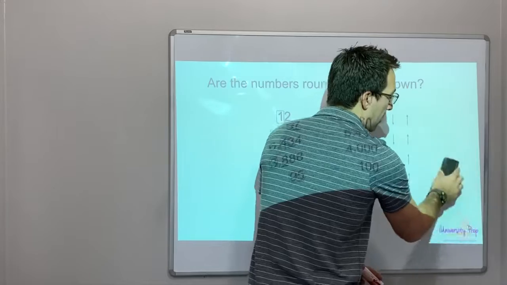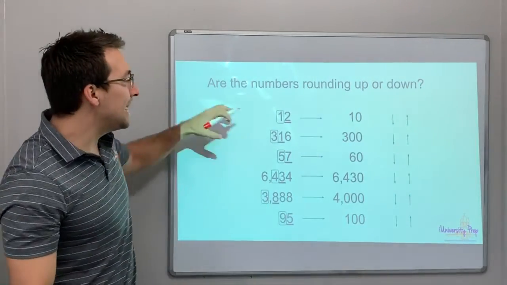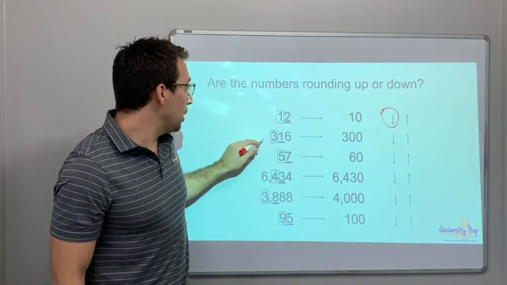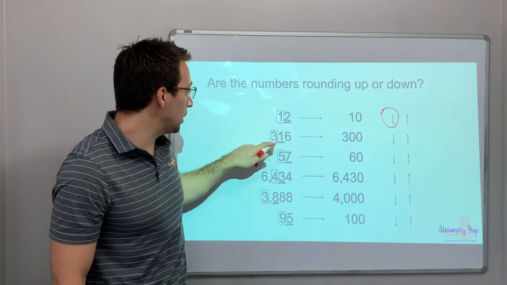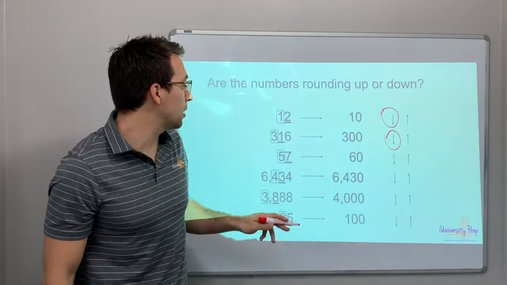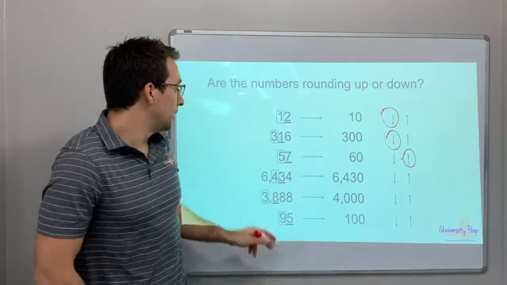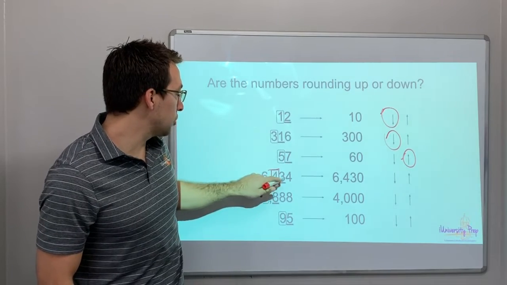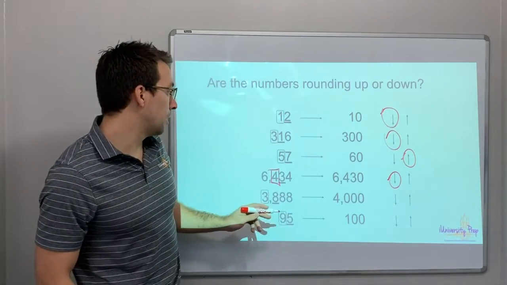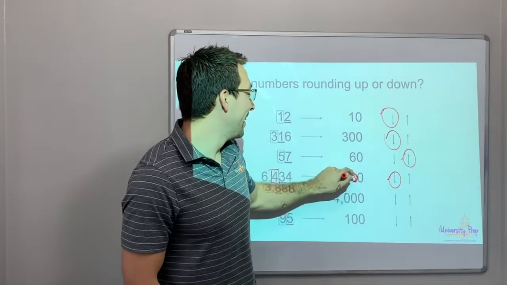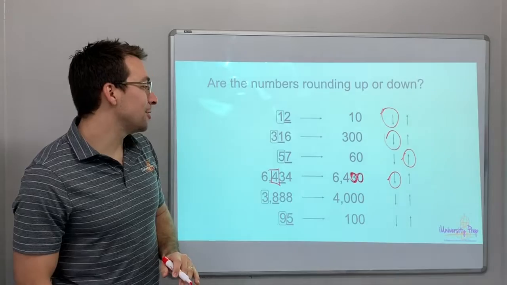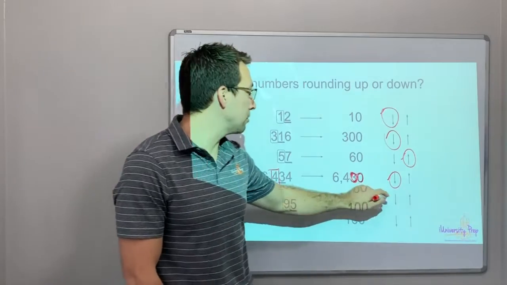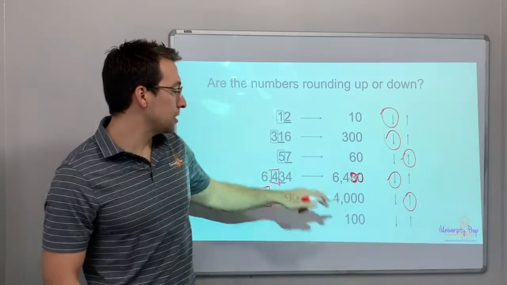Same numbers from the first page of the lesson. Are these numbers rounding up or down? 12 rounds down. 316, we're rounding to the hundreds place. 3, 1, it rounds down to 300. 57, up. 6,434, rounding to the nearest hundreds place. 3 rounds down. This should be 6,400. 3,888, it's going to round up to the thousands place. We're rounding up. 95 rounds up to 100.